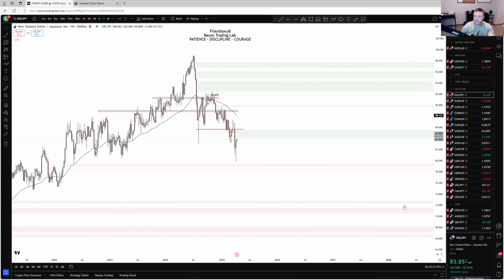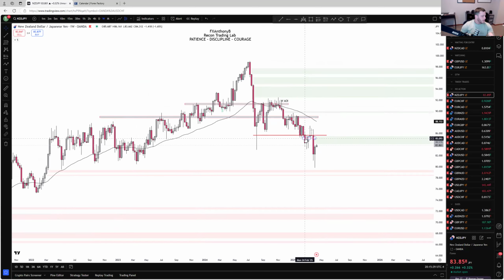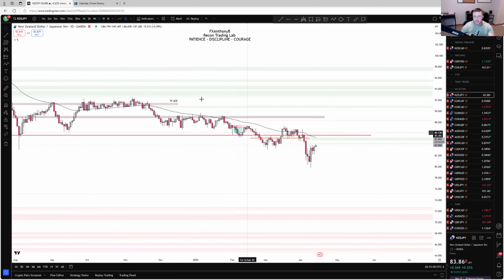Next one is NZD-JPY. Let's get rid of this arrow here. All right. Weekly is bearish. We have our higher high, higher low, shift to structure, lower high, lower low, lower high, lower low, shift to structure, higher high, higher low, shift to structure, lower high, lower low, lower high, lower low, lower high, lower low. Weekly is bearish. Daily is bearish.